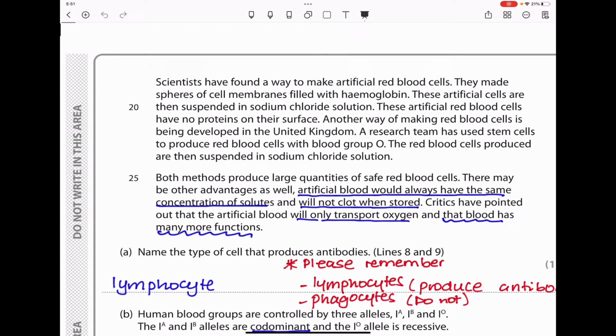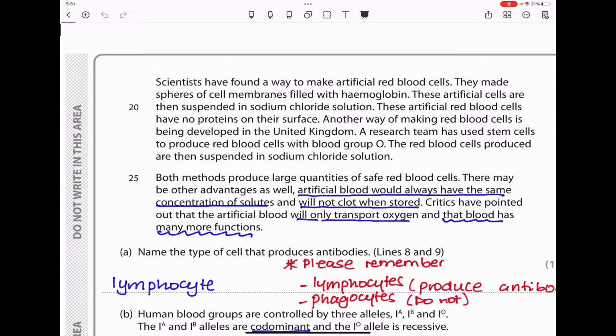They made spheres of cell membranes filled with hemoglobin. These artificial cells are then suspended in sodium chloride solution. These artificial red blood cells have no proteins on their surfaces. Another way of making red blood cells is being developed in the UK. A research team has used stem cells to produce red blood cells with blood group O. The red blood cells produced are then suspended in sodium chloride solution. Both methods produce large quantities of safe red blood cells.